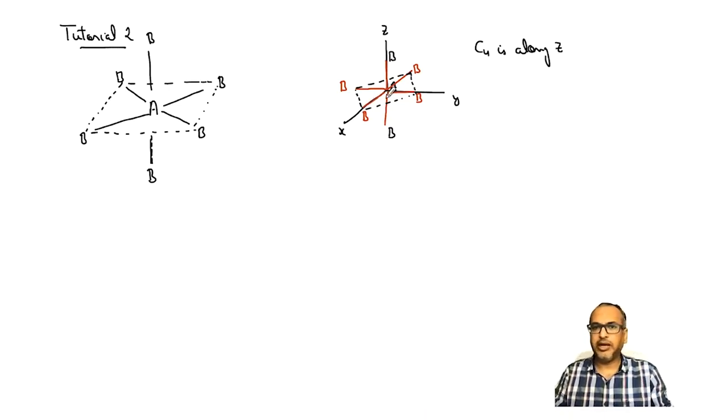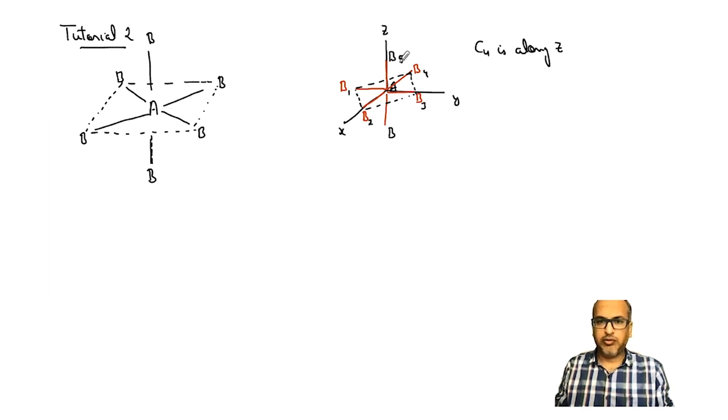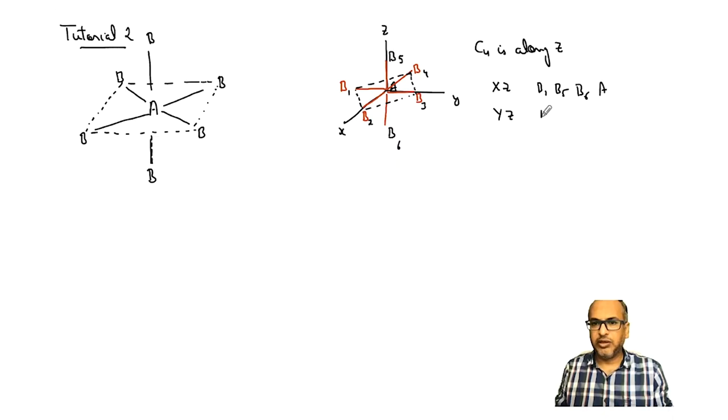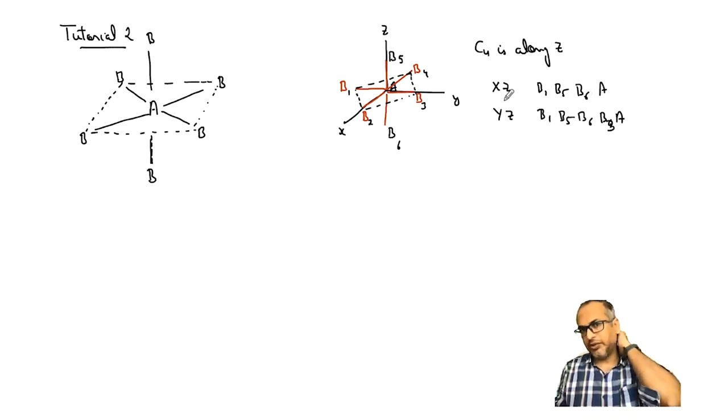And then the XZ plane has to have the highest number of atoms. In this case, the YZ and XZ planes would have an equal number of atoms. This is my XZ plane along which I have 3 B atoms. If I mark them as 1, 2, 3, 4, 5, 6, my XZ plane contains B1, B5, B6 and A. Similarly, the YZ plane will have B1, B5, B6, B3 and A. So the XZ and YZ planes in this case contain an equal number of atoms, but if there is any confusion, the XZ plane should contain more atoms than the YZ plane. Okay, so this is rather easier.